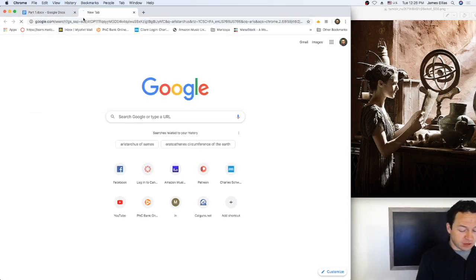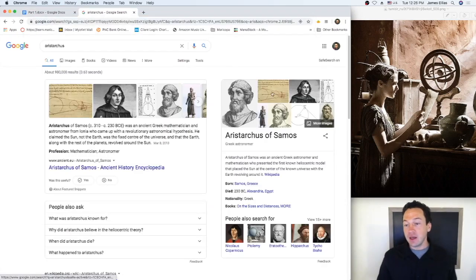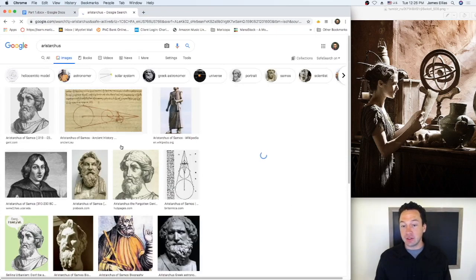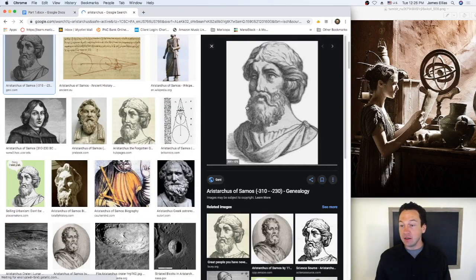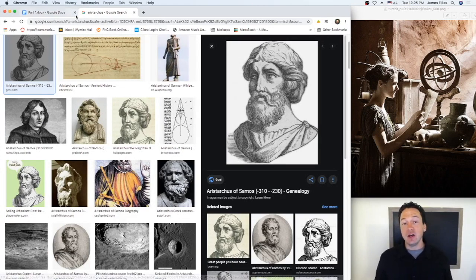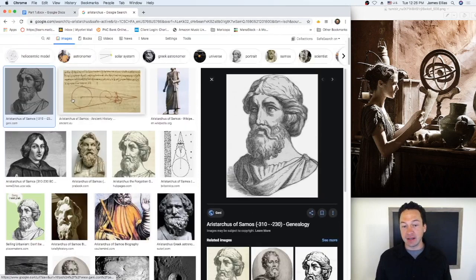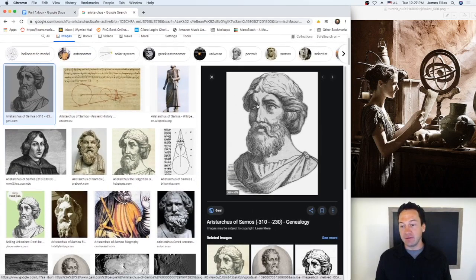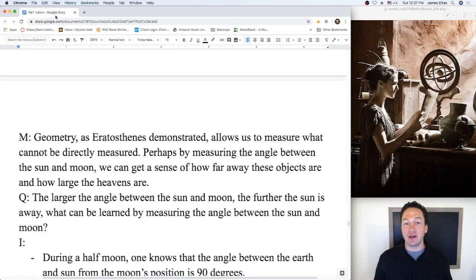Aristarchus of Samos. You can see I've Googled these guys a few times. Aristarchus of Samos also has very impressive hair. I would say this is actually more impressive than Aristotle's hair. So you can see that over the course of this, we will be rating the appearance of the various philosophers and mathematicians and physicists as we go.